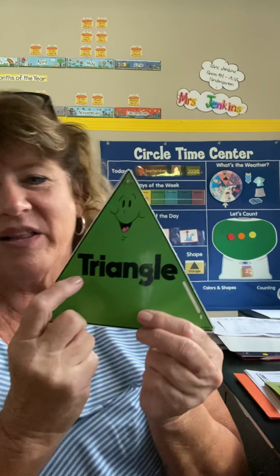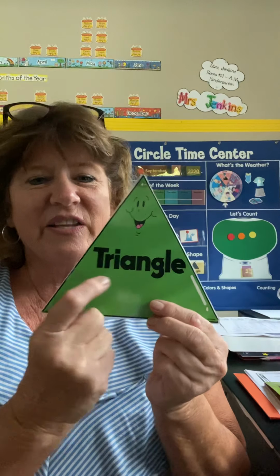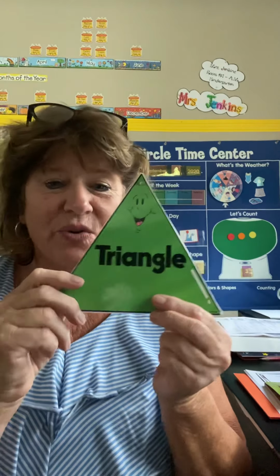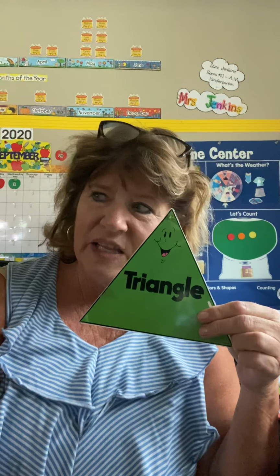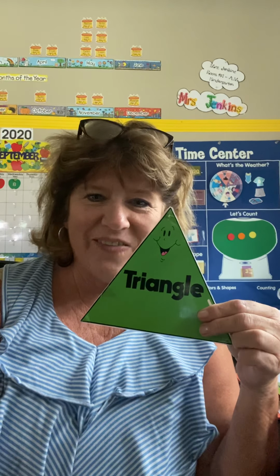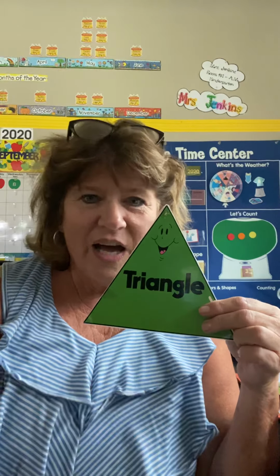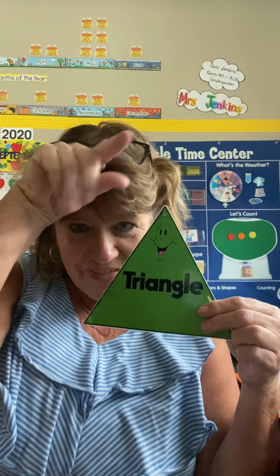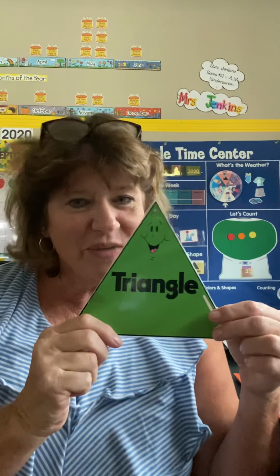Triangle, this is how you spell it, Triangle. The little prefix tri, that means 3. Think of this, tricycle. How many wheels does a tricycle have? 3. How many sides does a triangle have? 3. How many horns does a triceratops have? 3. So anytime you hear a word with tri in it, it means 3.